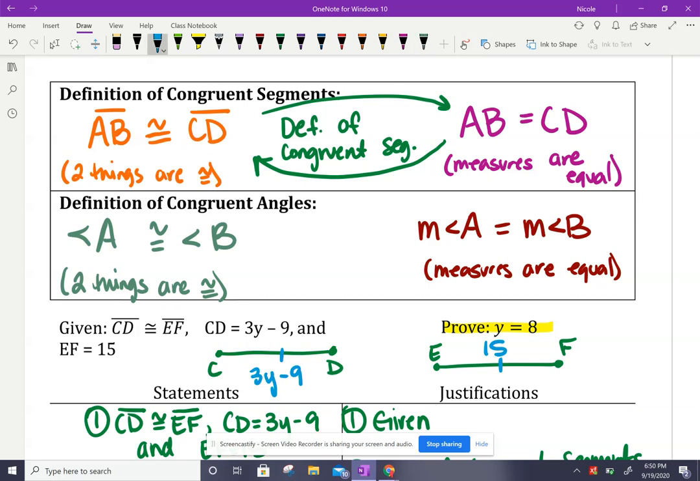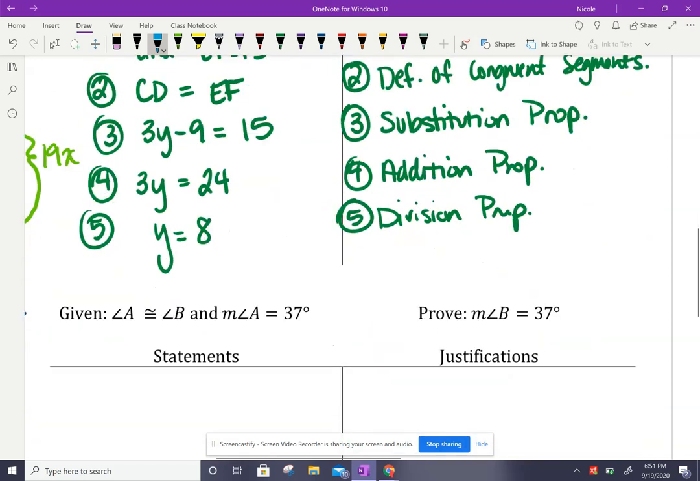Now, the definition of congruent angles, when we're using proofs, allows us to bounce between the two and use that information within our proof. So we utilize that as the definition of congruent angles. Let's look and see what that kind of a proof would look like.